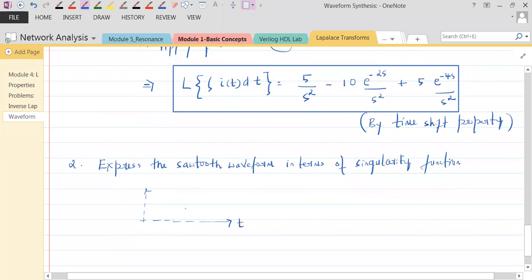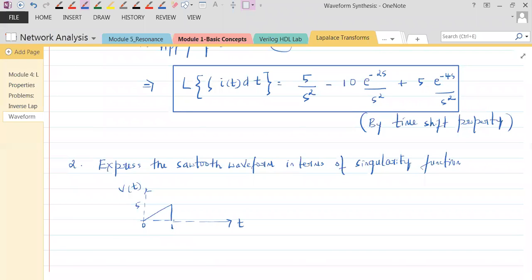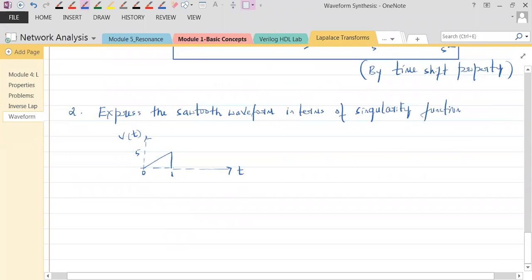So this is t, and they have named the sawtooth waveform v of t. The sawtooth waveform is this: 0, 1, and this is 5. The amplitude of this waveform is 5, and the width is 0 to 1. So what they have asked us is: find the Laplace transform of v of t.